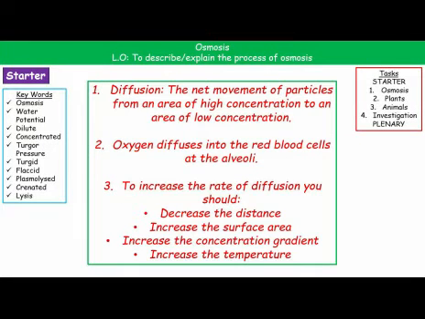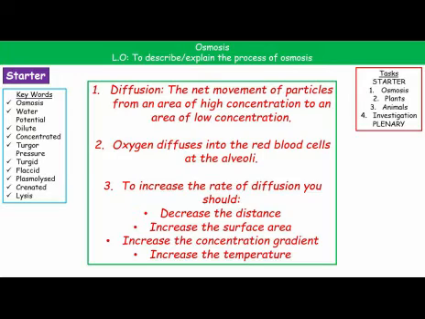Okay then, let's see how we've done. As usual, if you've got it right, give yourself a tick. If you need to correct anything, then make sure you do so. So the first one, definition for diffusion. This should say the net movement of particles from an area of high concentration to an area of low concentration. So if you've got that right, give yourself a tick.